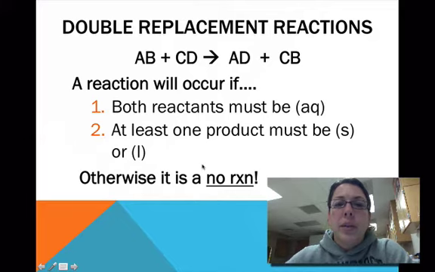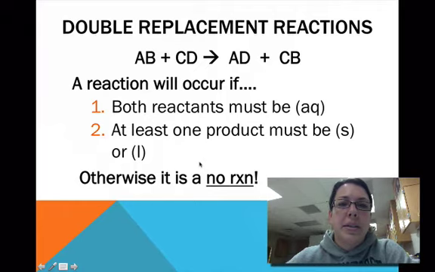to occur. You need to make sure that both the reactants are aqueous and at least one of your products has to be a solid or a liquid. If you don't meet both of those criteria, then you're not going to have a reaction. These reactions take a bit of time.